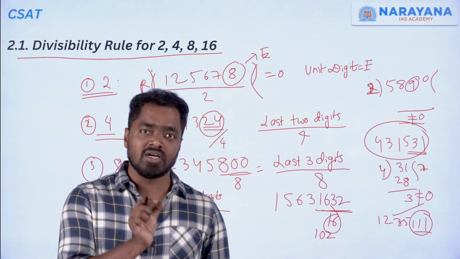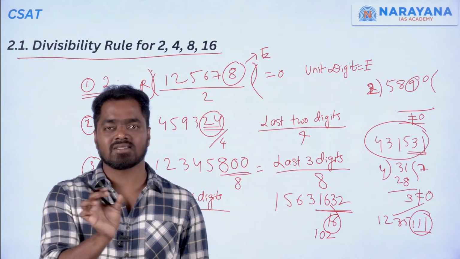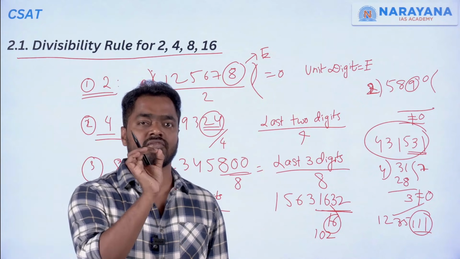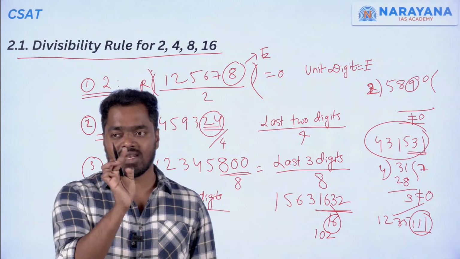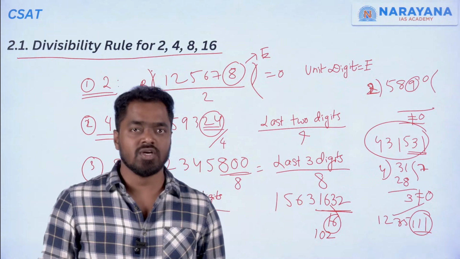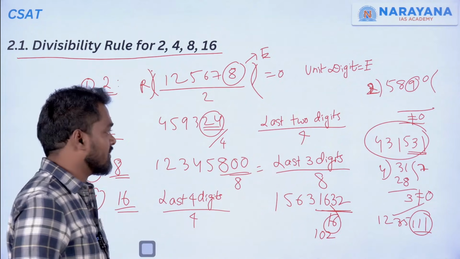Next, what is the divisibility rule of 8? Take the last 3 digits. Check whether those last 3 digits are divisible by 8 or not. Next, what is the divisibility rule of 16? Take the last 4 digits. Check whether those 4 digits are divisible by 16 or not. So these are the divisibility rules for 2, 4, 8, 16.